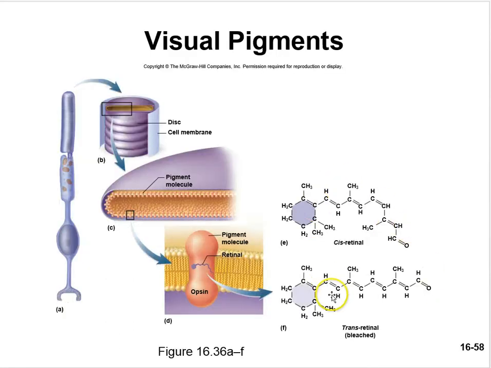There's some pictures of the pigments. When light hits it, it actually changes form, and your body has to change it back. That's called bleaching. So it takes time to do that. That's why it takes time to adjust when you turn on the light in the morning or to adjust to night vision at night.